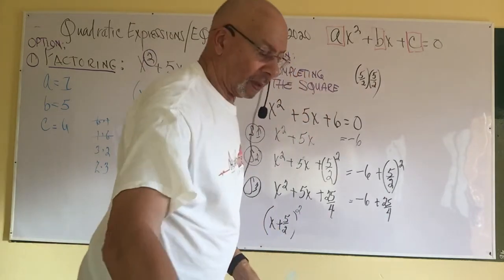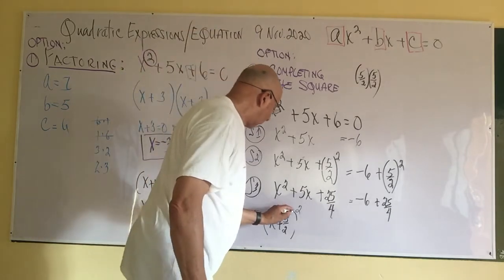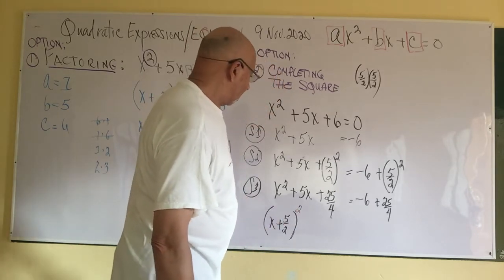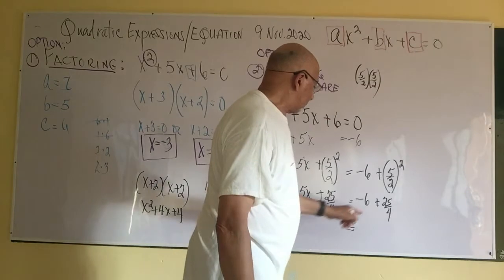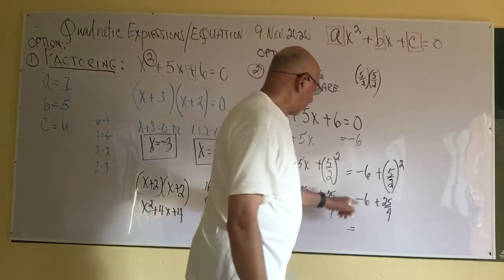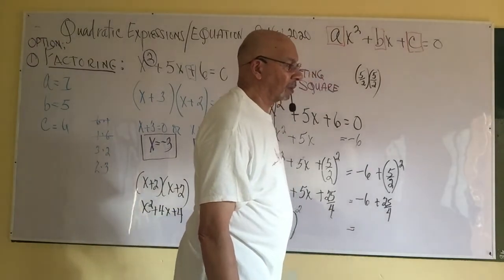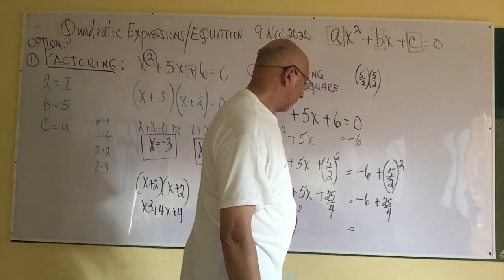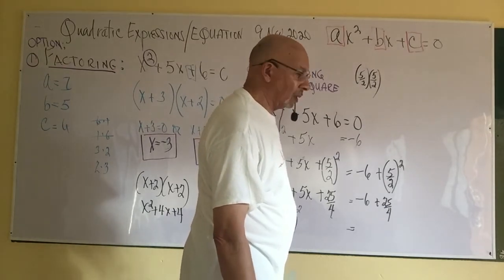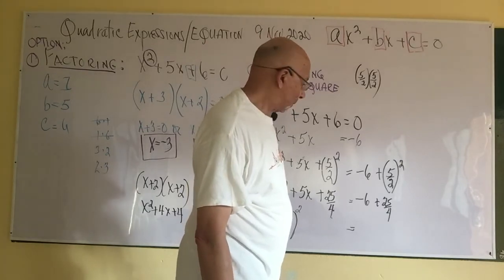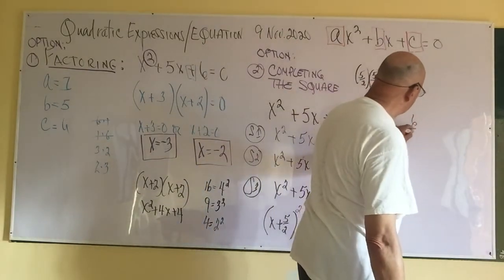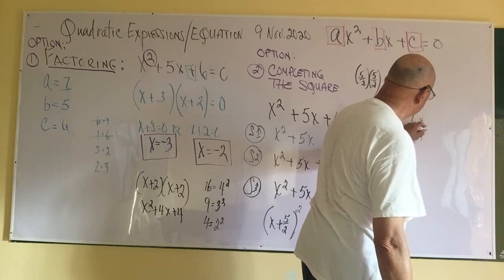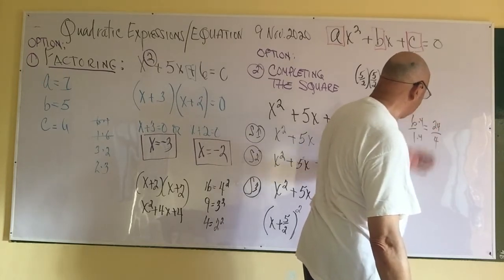So now I have x and 5 over 2 becomes my perfect square, and I square it. And that equals, so now I have 25 over 4. So what is 6 if I turn it into fourths? 6, if I make it fourths, would be what? 24 over 4 would be 6. I can just see that. Can you see it? If I change 6 over 1 and make it into fourths, I'll multiply this by 4, multiply this by 4, and I get 24 over 4. That's the same as 6.